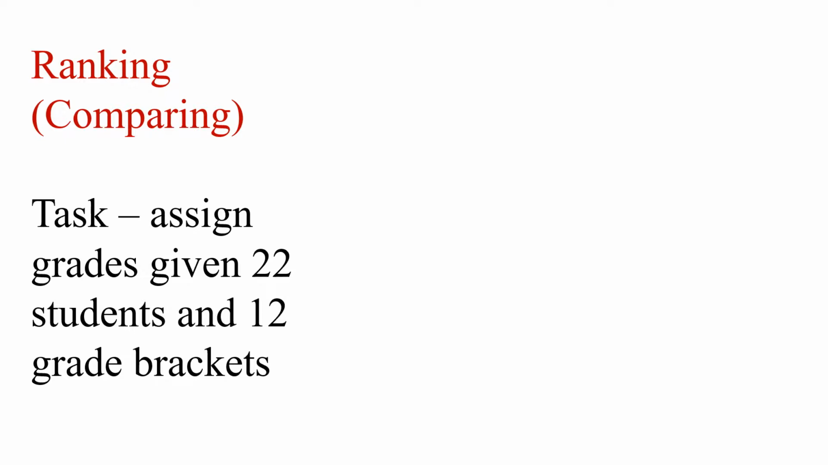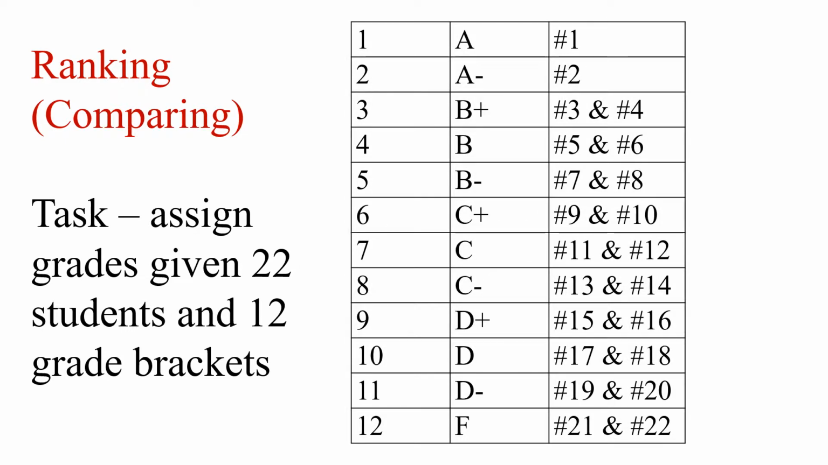Let's work through an example to take a look at ranking comparisons, and then what are some advantages and disadvantages of doing comparative rankings. So let's say our task as an instructor is to assign grades given 22 students and 12 grade brackets. So in our table on the left, I have 12 grade brackets. In the middle is the letter grade associated with the 12 brackets. Number 1 is an A. Number 2 is A minus. Number 3 is B plus. It works its way down to number 11 is D minus, and number 12 is F.